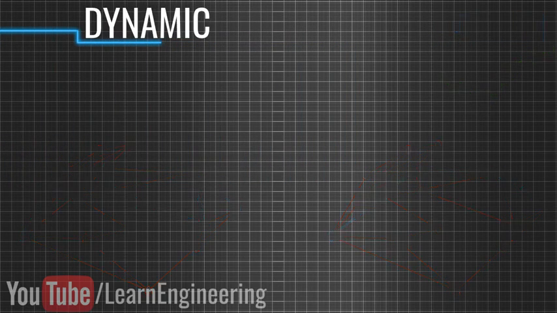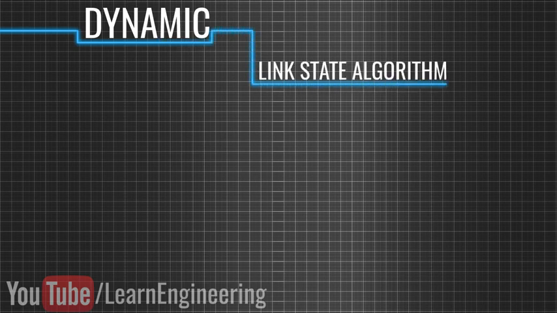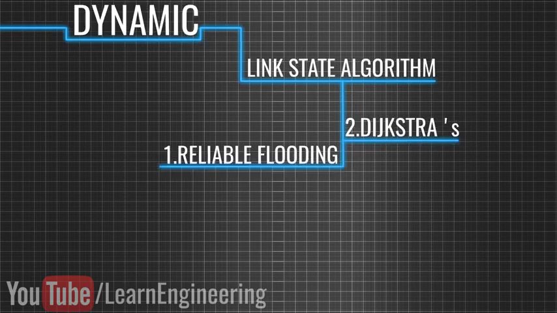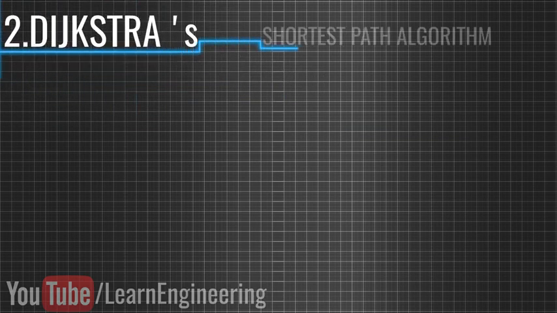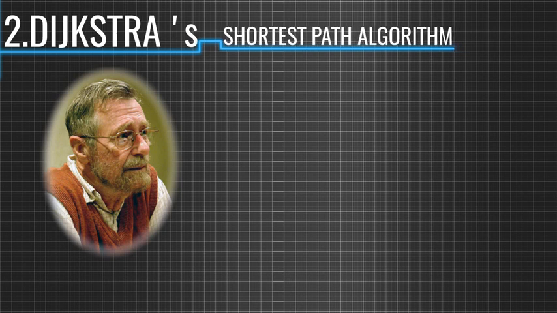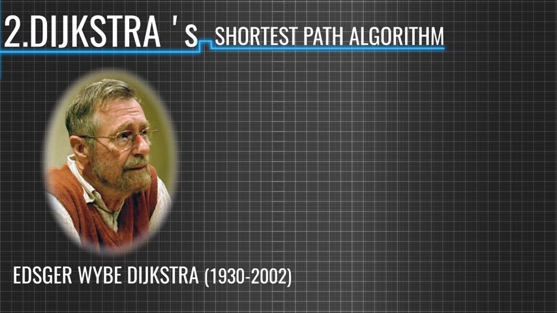Let's learn about one of the most popular dynamic routing algorithms, the link state algorithm. The link state algorithm has two parts, reliable flooding and Dijkstra's shortest path algorithm. First, let us understand Dijkstra's shortest path algorithm, an algorithm developed by the famous Dutch computer scientist Edgar W. Dijkstra in the year 1956.